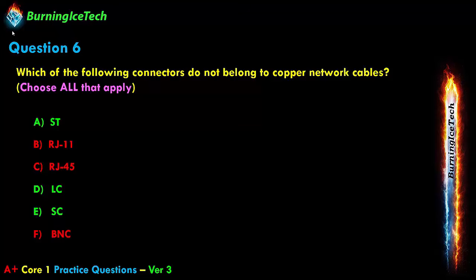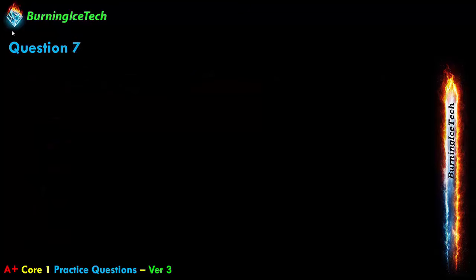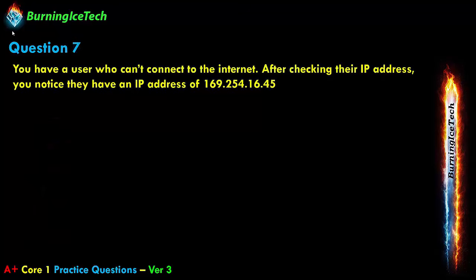Anyway, folks, moving you guys along to question 7. You have a user who can't connect to the internet. After checking their IP address, you notice they have an IP address of 169.254.16.45. Now, I don't know if you guys noticed, but that is called a pipa. And yes, I know I'm pronouncing it incorrectly, but as long as you guys know what I mean. You spell it as A-P-I-P-A, and I call it a pipa.